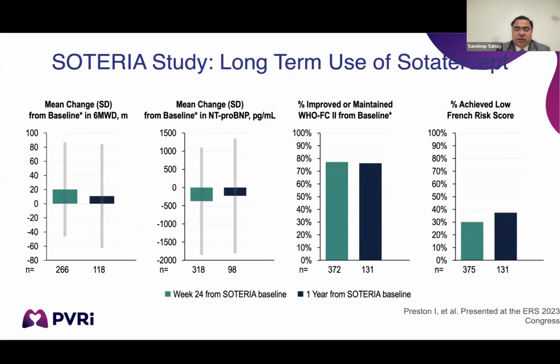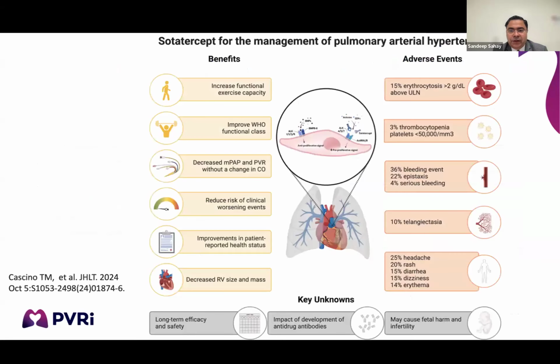This is long-term. SOTERIA is an ongoing long-term study of Sotatercept. And as you can see, the effect was still sustained at the 1-year mark from the beginning of the SOTERIA study, which is 24 weeks after the main randomized controlled study. So roughly 1.5 years, you can still see the patients were improving to low risk, and they were maintaining their functional class status and sustained improvement in NT-proBNP.